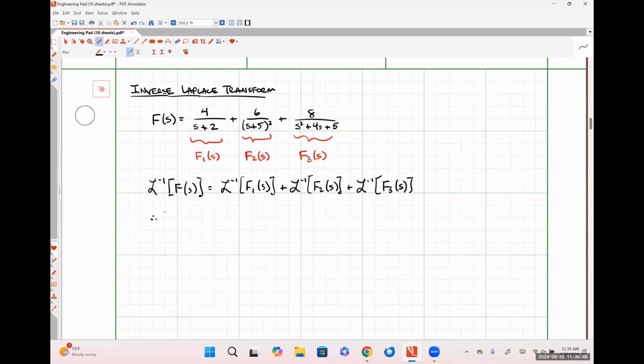So from here, I want you guys to use the table that we've developed and tell me what the inverse Laplace transform of 4 over s plus 2 should be. And to make things a little bit easier, this 4 in the numerator is simply a constant, so I could rather easily pull that out. So this would look like 4 times the inverse Laplace transform of 1 over s plus 2, right?